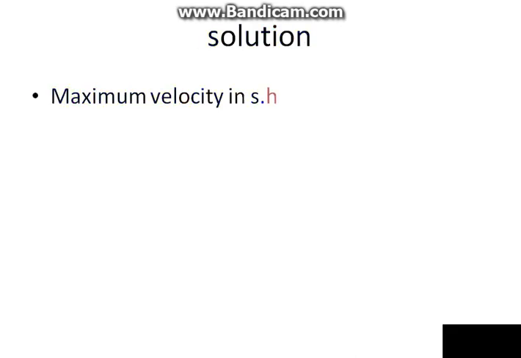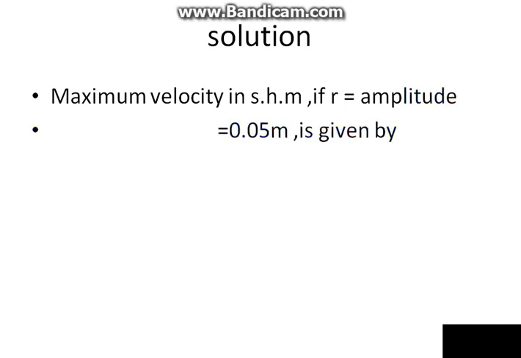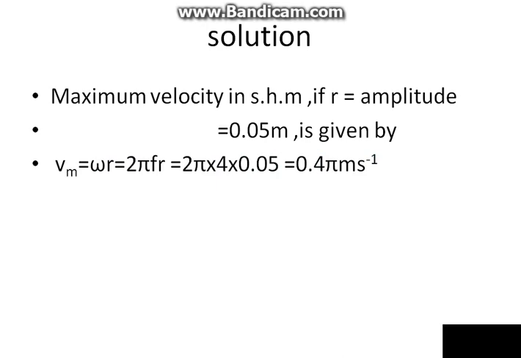Maximum velocity in simple harmonic motion, if r is the amplitude, which is equal to 0.05 meters, is given by the maximum velocity Vm equals ω r, which, replacing ω with 2πf times r, the amplitude, gives 2π times 4 times 0.05, which we now have as our maximum velocity of 0.4π meters per second.